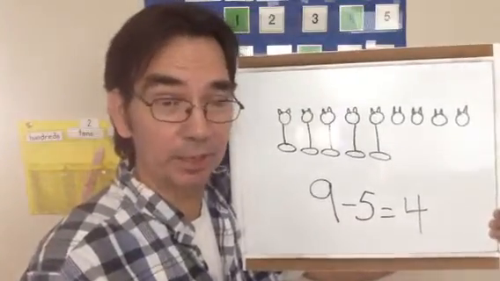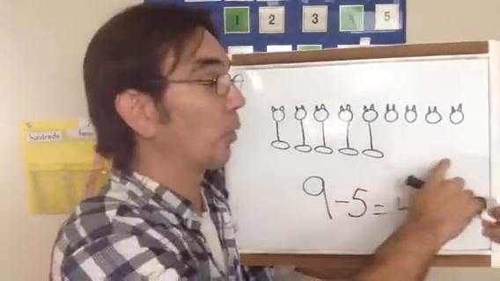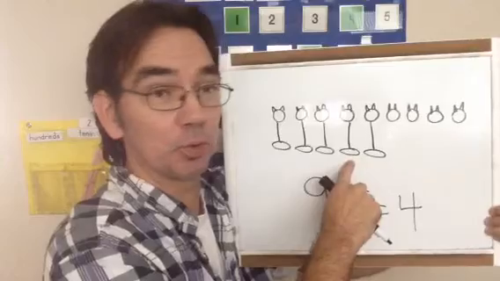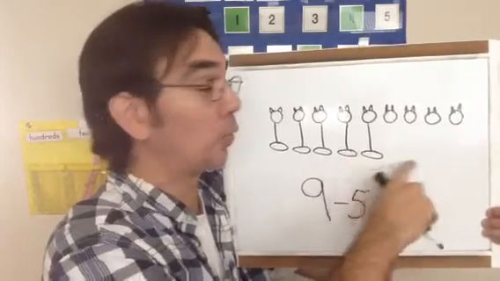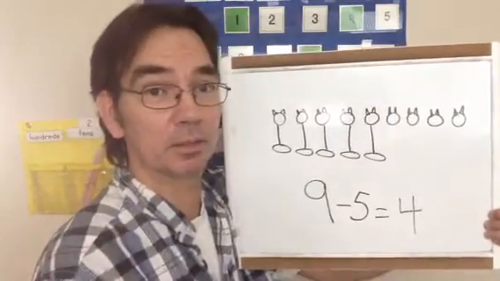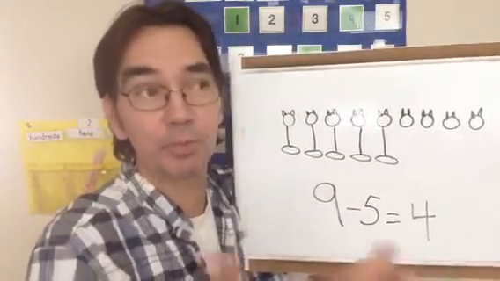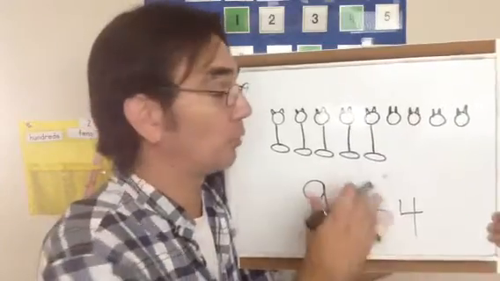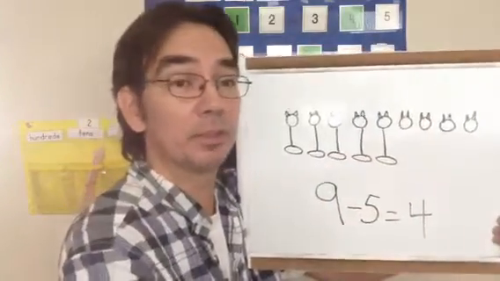We can also look at it a different way. We can say there are 4 fewer bowls. There are 4 fewer bowls than dogs. There are 4 fewer. Fewer means less. Right? So 4 fewer bowls than dogs. Okay? So that's one example.